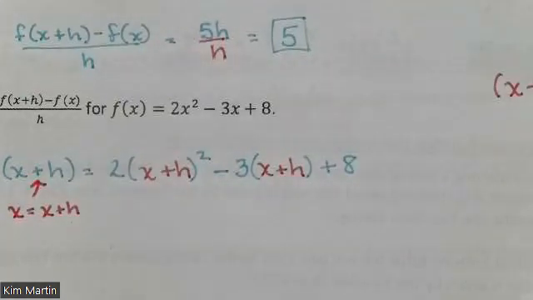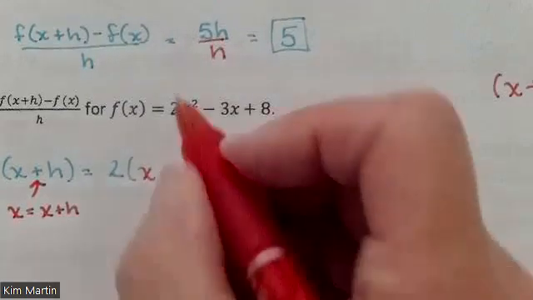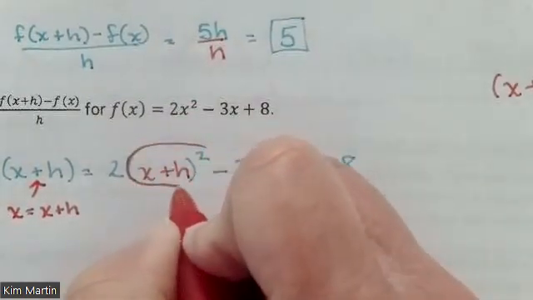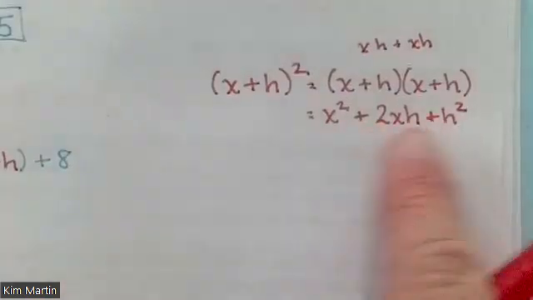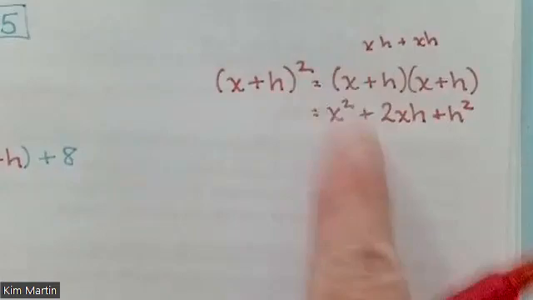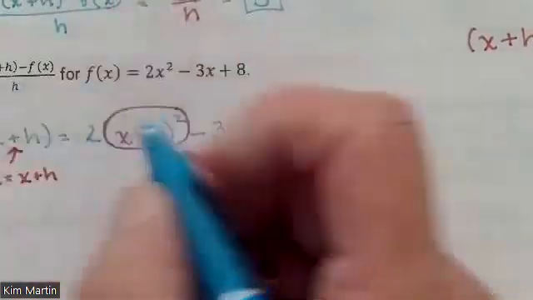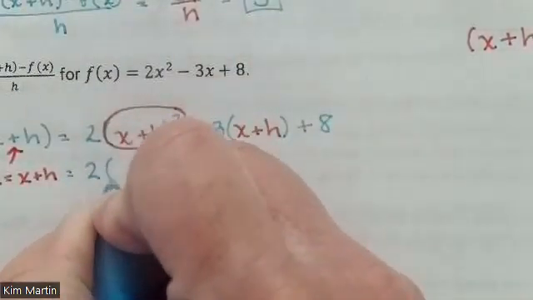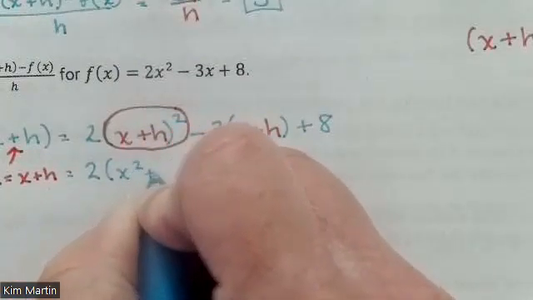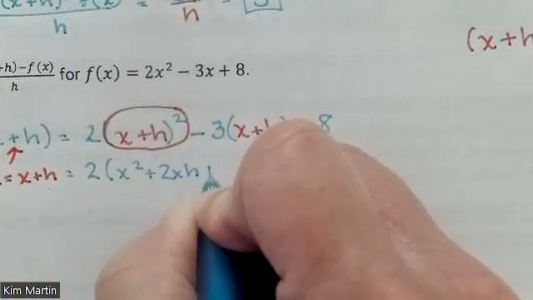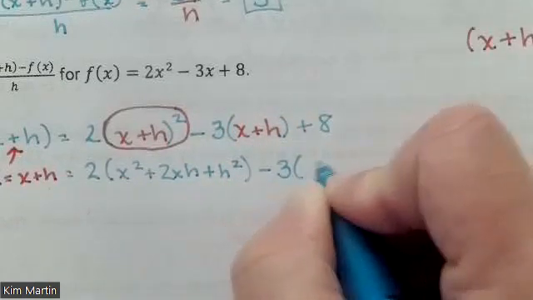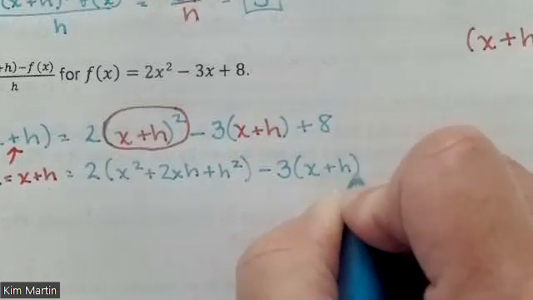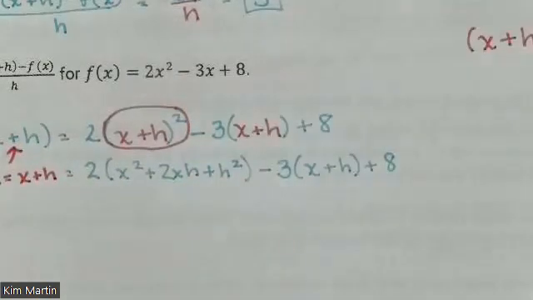Now, order of operations, you do parentheses first. That means you have to do this. Well, didn't we just do that over here? Yeah, that was the hardest part to this. So you really have 2 times x squared plus 2xh plus h squared. I'm not going to distribute this 3 yet. You could have.